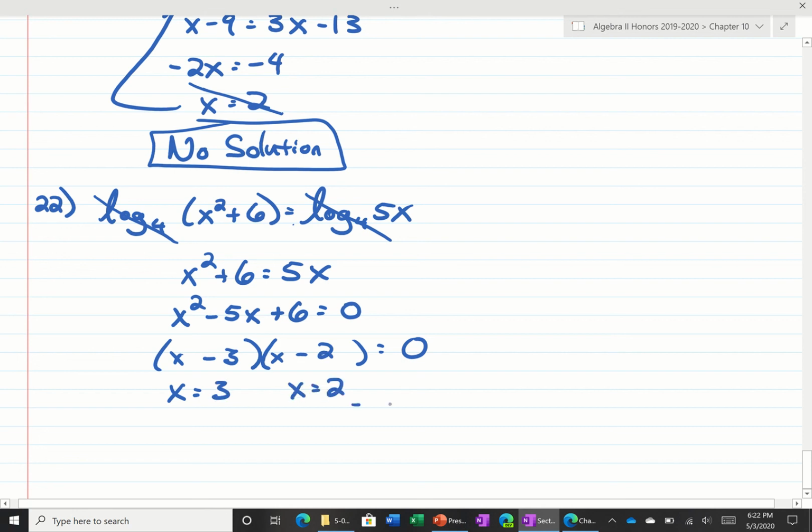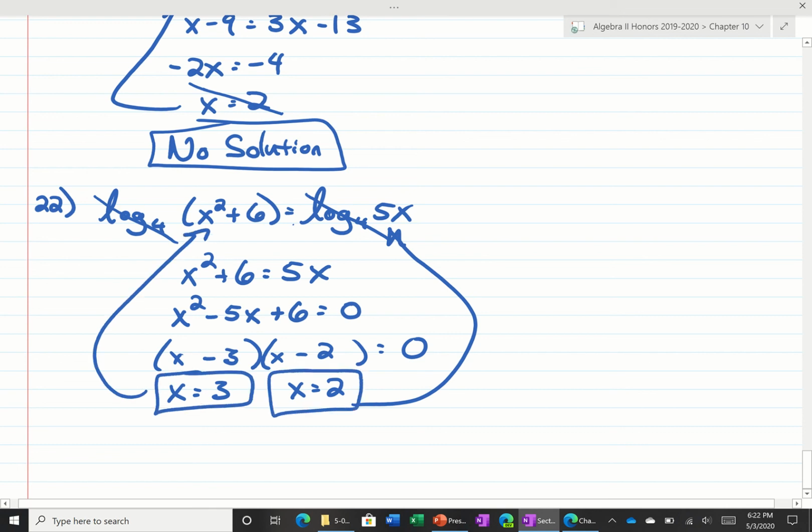Just checking, if we plug both of them in, they would work over here, and they would work over there as well. All right, so stay tuned for the next lesson.